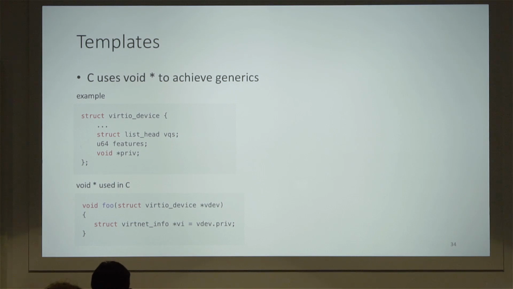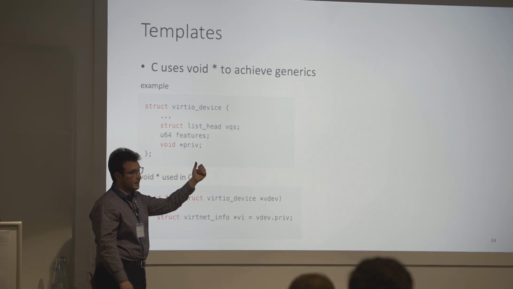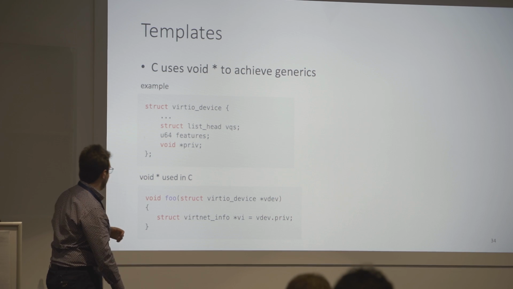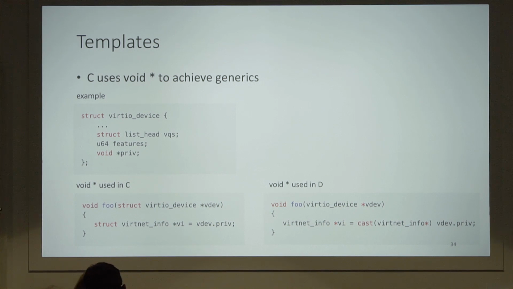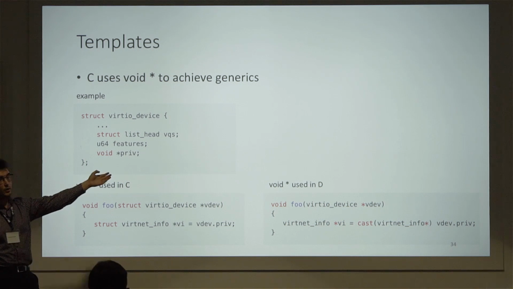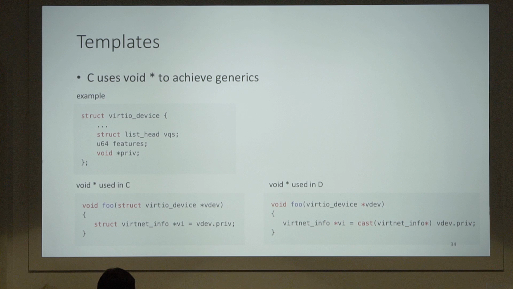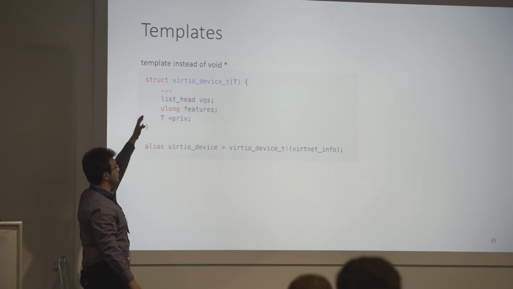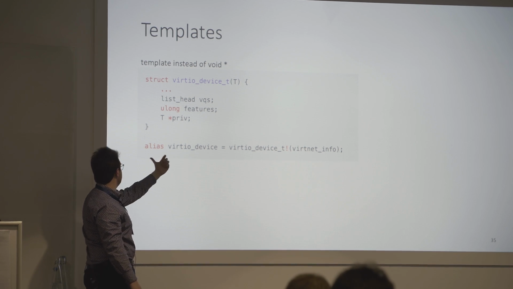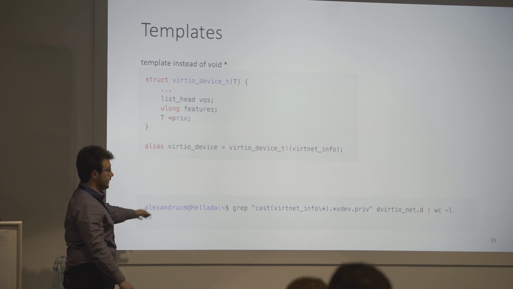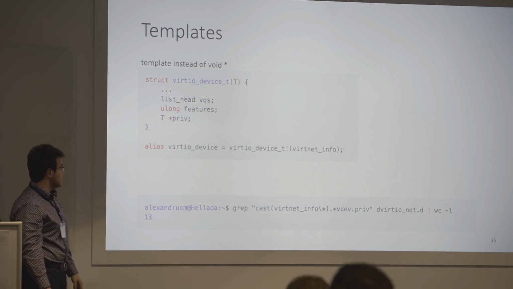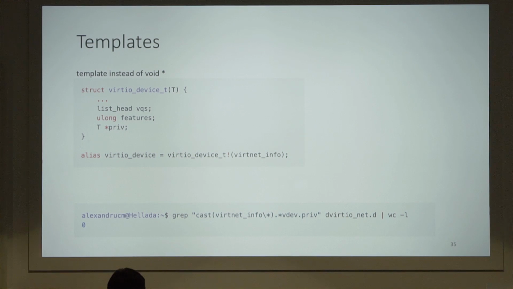But this is very unsafe. You can't be sure that this void pointer is really a pointer to the type you think it is. In D, this is done with a cast. Also, if you don't make a cast, it won't work. So why not use a template instead of this void pointer and also have the type system on our side? We templated this struct, and then we made an alias, and then we measured how many casts of this type were done: 13. After we used the template, 0 casts, all gone, and the driver is also safe.